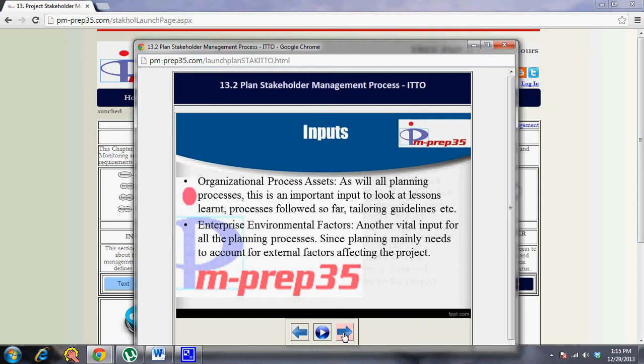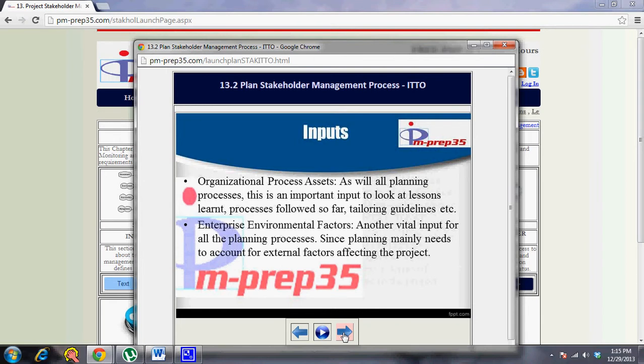The next input is the organizational process assets, and then you have the enterprise environmental factors, because most of your planning can reuse prior experience, as well as factor in the effect of the external environment. That's why these two are common inputs across all the planning processes, especially when you come up with the subsidiary plan. So organizational process assets, as with all planning processes, are an important input to look at lessons learned, processes followed so far, and tailoring guidelines.